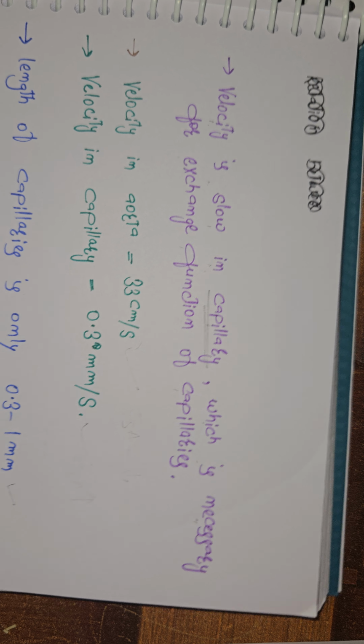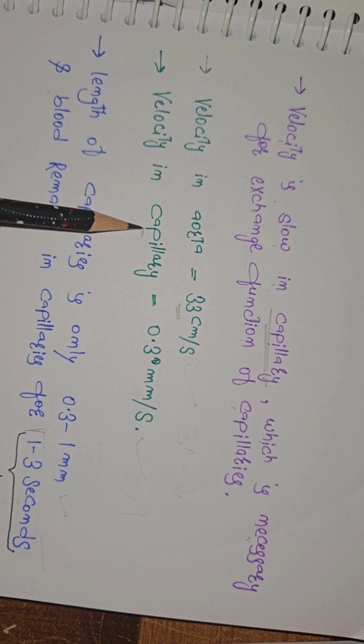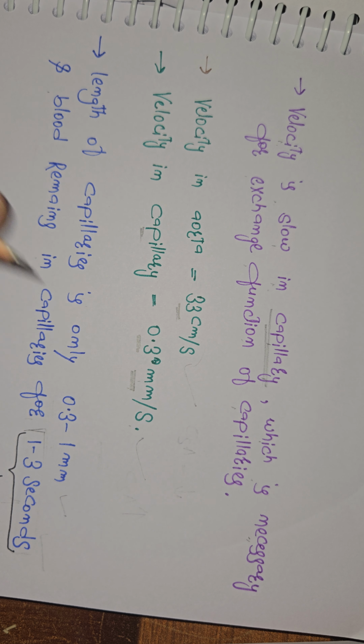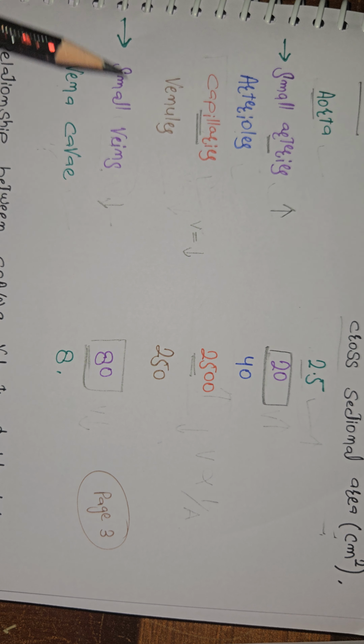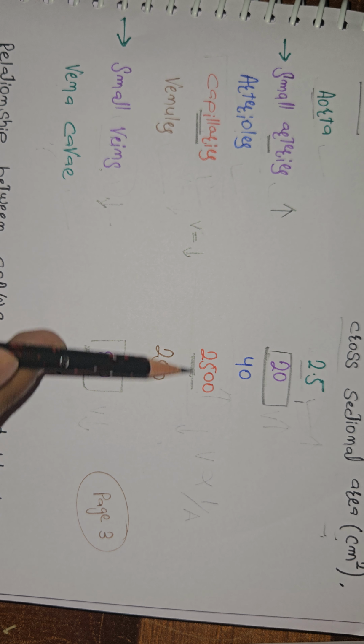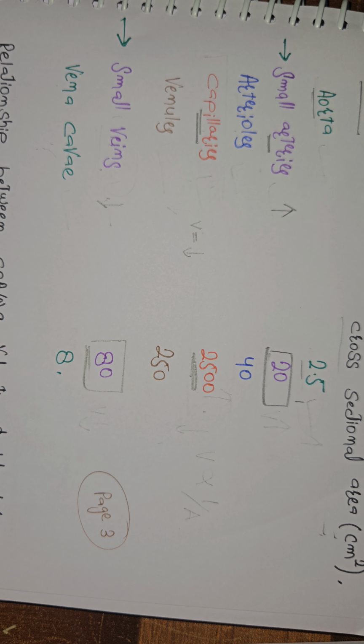Similarly, 2 more points. Velocity of blood in aorta is 33 centimeter per second, and velocity of blood in capillary is 0.3 millimeter per second. As you can see, velocity is very less. You can correlate these velocities with cross-sectional areas from this table. So this is the aorta, 2.5, which implies velocity will be more, and capillaries have very high cross-sectional area, which implies velocity will be very less in capillaries. Clearly?